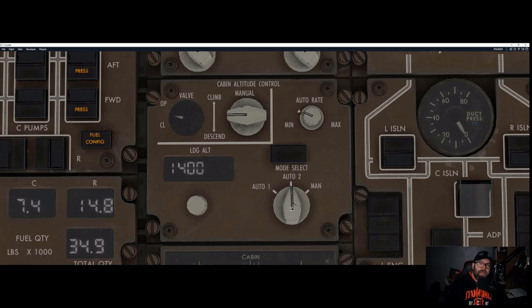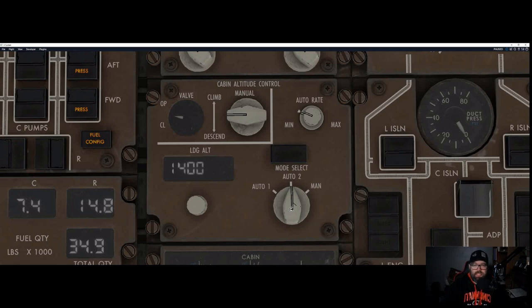Okay. Manual, on the other hand, is used really in a non-normal situation. That's what manual is used for. If your auto 1 and auto 2 fail and you're losing pressurization at that particular time, then you're going to go to the manual position, and then you're going to try and manually take control of the outflow valve.